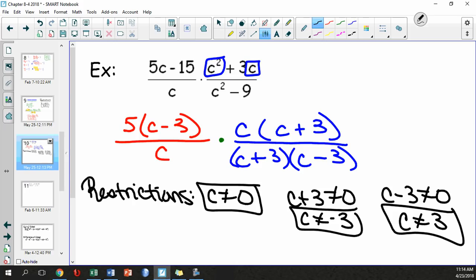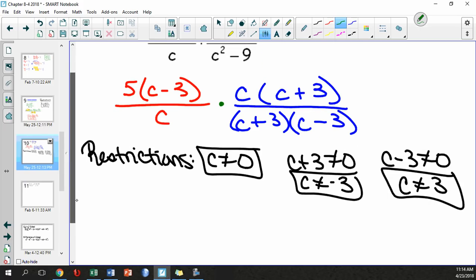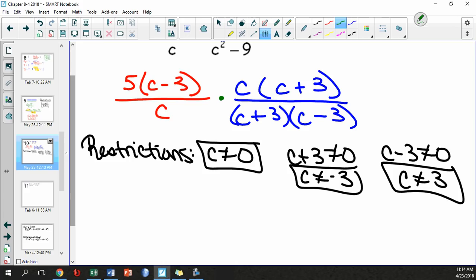And now we're going to go ahead and start canceling out from which direction? Always left to right. Do I have a 5 anywhere in the denominator or a multiple of 5 sitting single on the outside? I do not. Do I have a c minus 3 in either denominator? I do. So this c minus 3 and this c minus 3 clear on the right goes away.